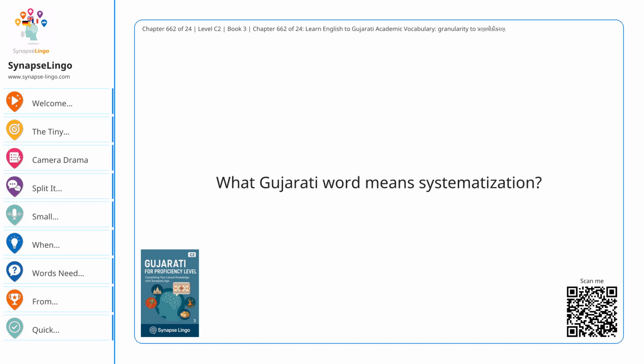What Gujarati word means abstraction? અમૂર્તીકરણ. What Gujarati word means systematization? પ્રણાલિકીકરણ. What Gujarati term means depth of field? ક્ષેત્રની ઊંડાઈ. What Gujarati word means differentiation? ભેદીકરણ.